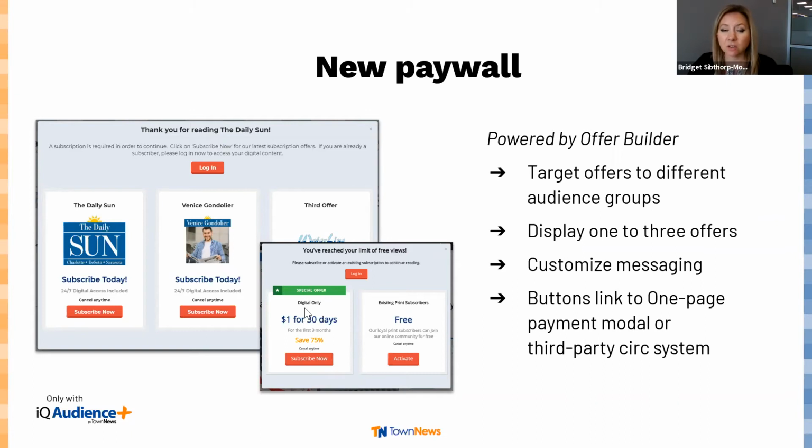You can toggle something featured or not. You can put from 1 to 3 offers on your paywall. And we really recommend 1, but we wanted to give you the flexibility, especially when you have weeklies or umbrella sites, to be able to do different offers.